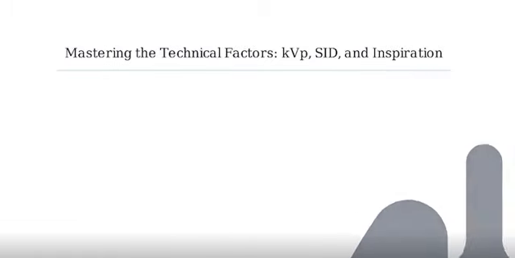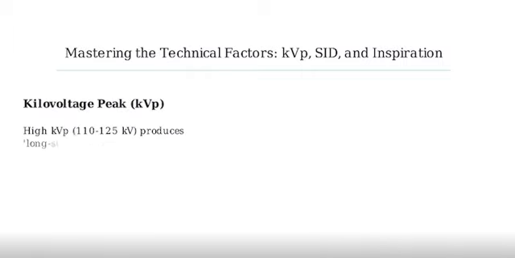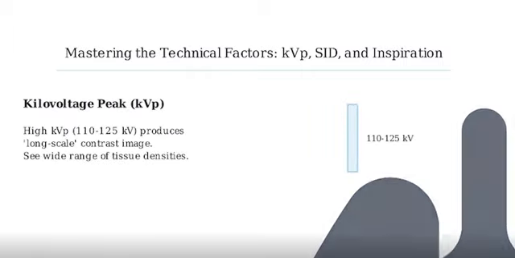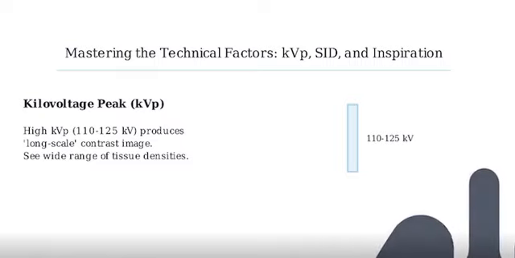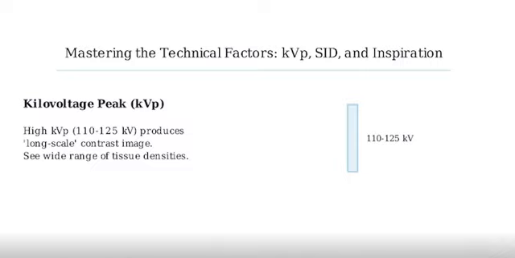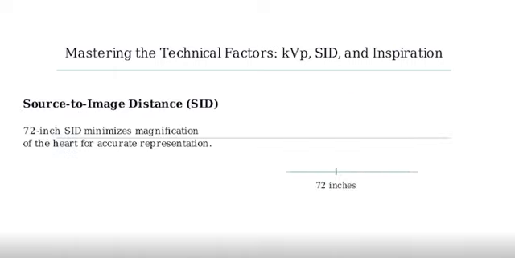Now let's talk tech. Key factors influence image quality in chest radiography. First, kilovoltage peak, or kVp. We typically use high kVp between 110 and 125 kilovolts to produce a long-scale contrast image, meaning we can see a wide range of tissue densities. Second, source-to-image distance, or SID. A 72-inch SID is used to minimize magnification of the heart, giving us a more accurate representation of the anatomy.